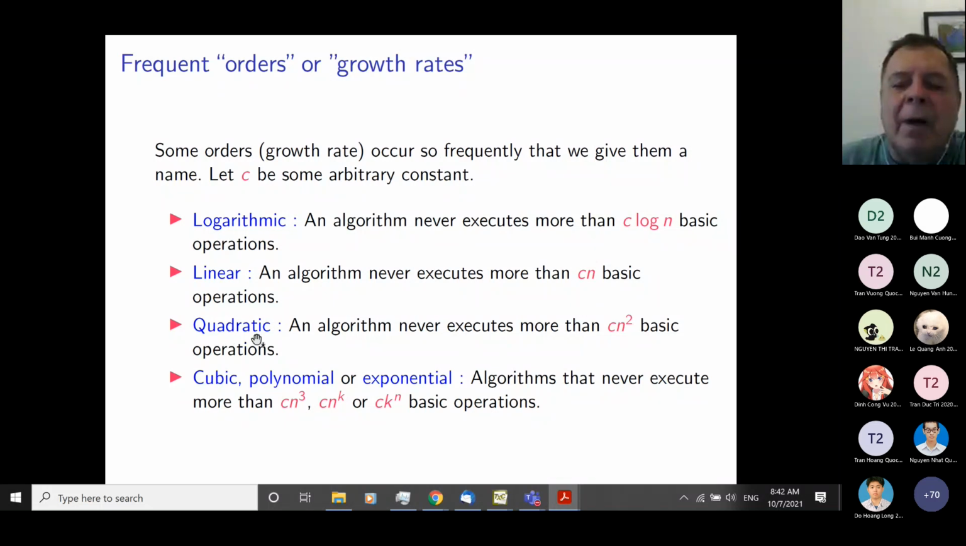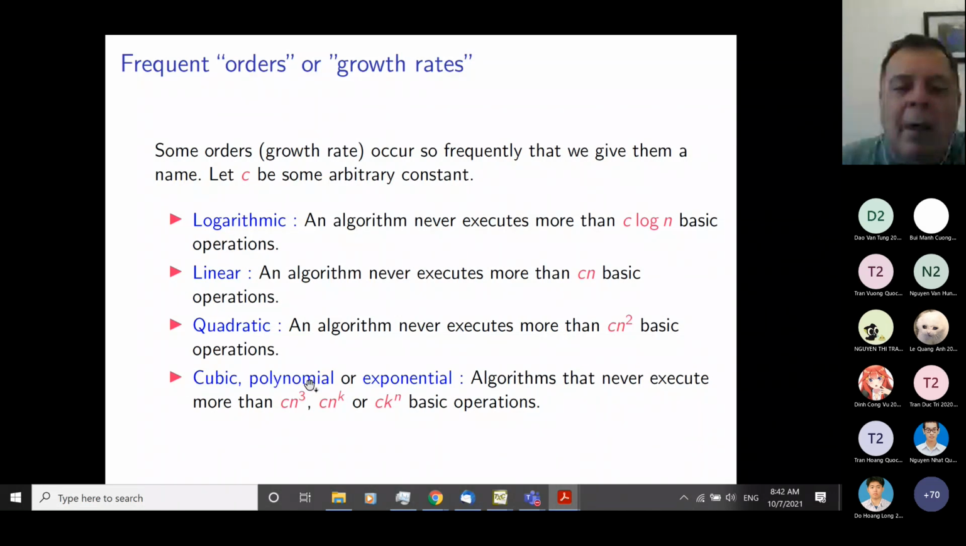Quadratic is the same idea. It means that the number of times the instruction we count is executed is n squared, growing by a quadratic factor in terms of the input. So we call functions that have this running time quadratic in the input. And finally, we have other orders like cubic, for those algorithms for which the running time increases in cubic time with respect to the input.